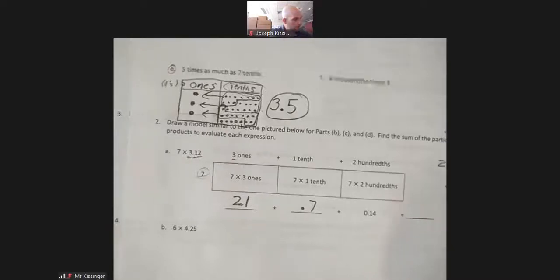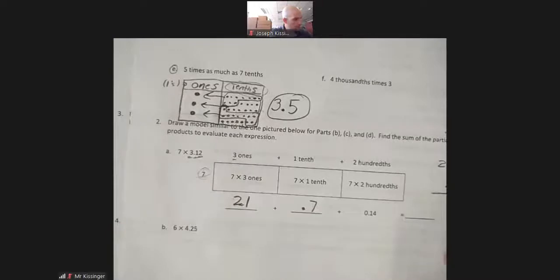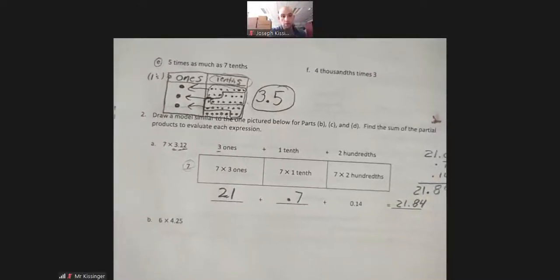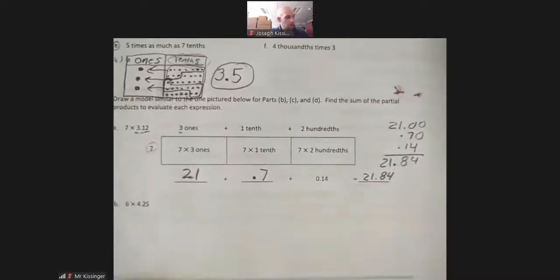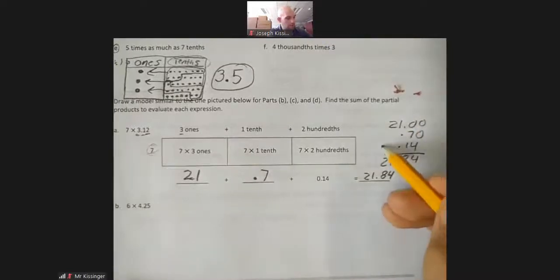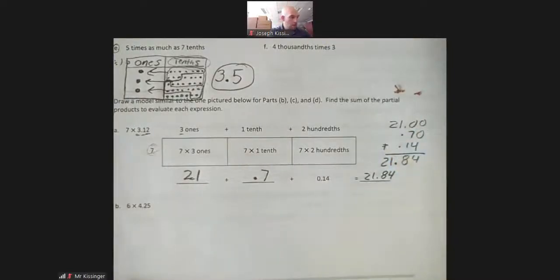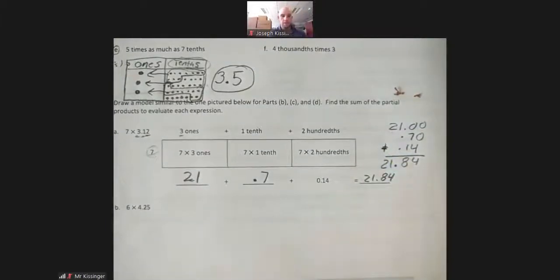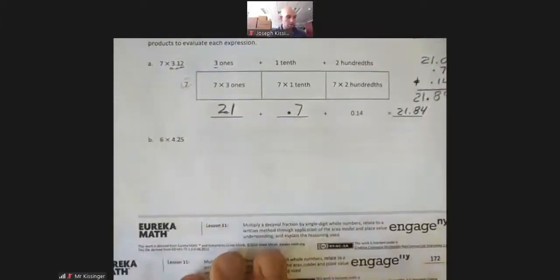Put our zeros in. We get 4, 8, 2. Make sure we bring down our decimal. And we have 21.84. So we're going to do the, oh, they're off the screen there. So right here, this is where I was adding those up. And then we're going to do the same thing with letter B here.